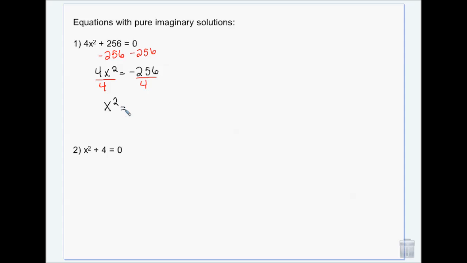Which is going to give me that x squared is equal to -64. Now, that's what x squared equals, but I want to know what x equals, and so in order to solve that, I need to take the square root of both sides. Square root of 64 is 8, but I have that negative, so it's 8i. Questions?